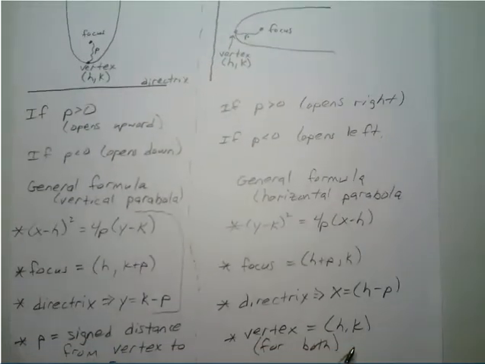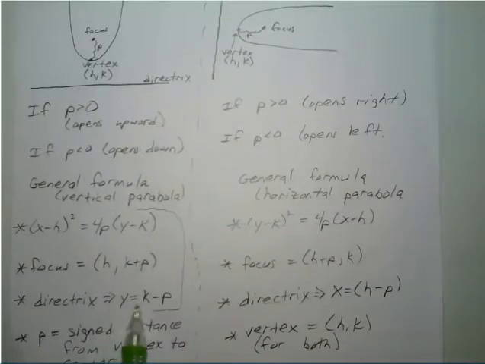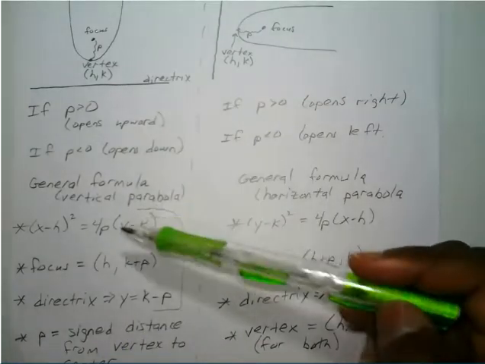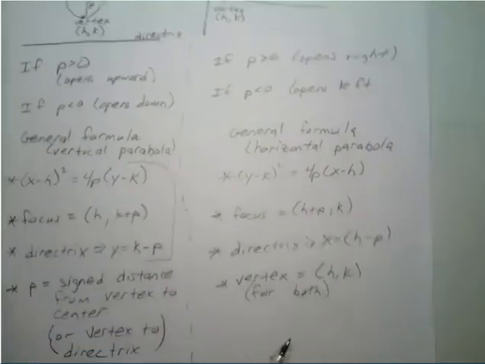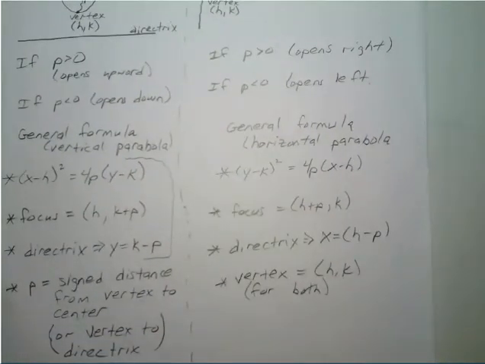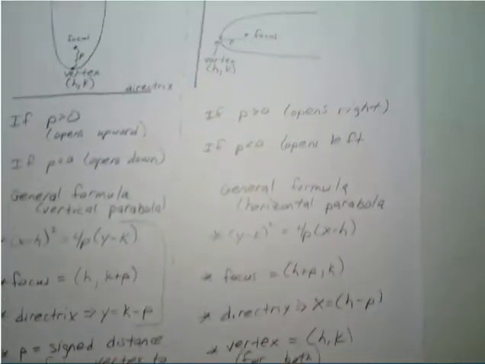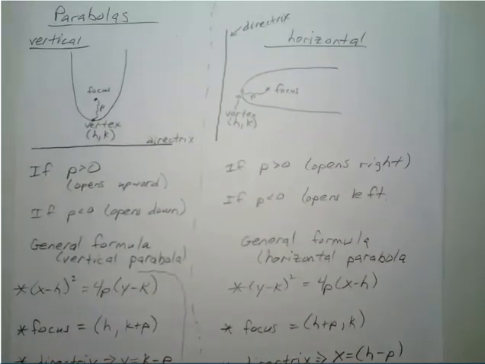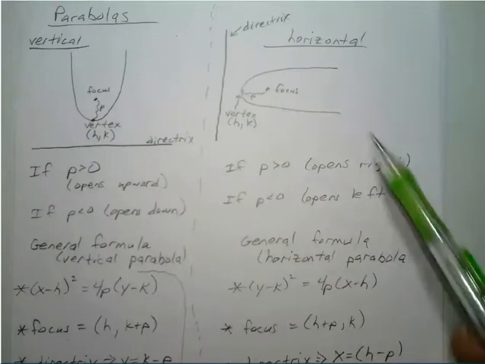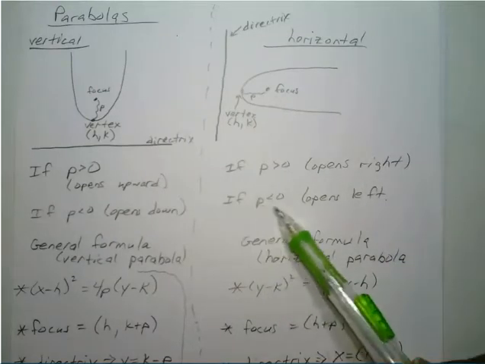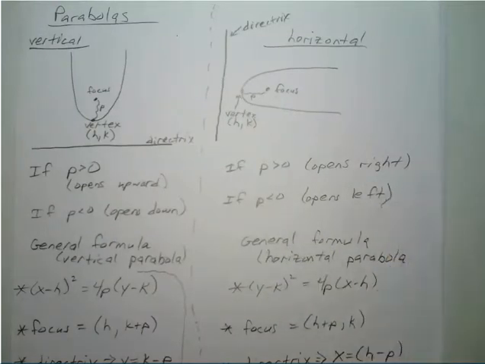Okay, now to find our directrix is going to be y equals k minus p, and that's covering up for any shift in the graph. Okay, and p is going to equal our signed distance from the vertex to the focus. Okay, and also the vertex to the directrix. Okay, so it's going to be either positive or negative. All right, now for your horizontal, I'm going to move this back up in one second. If p is greater than 0 for the horizontal graph, it opens up to the right. If p is less than 0, it opens up to the left.